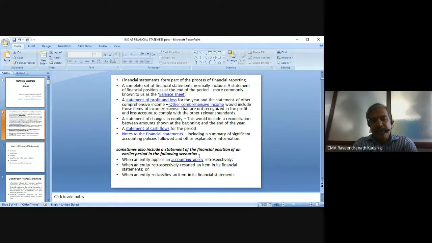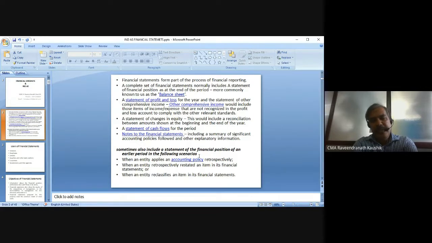And of course, notes to the financial statements, which basically include a summary of significant accounting policies followed and other explanatory information. So notes is one area where the company needs to mention any significant changes which have taken place, in terms of deviations in the accounting policy, if any, or something like that. So notes are a very important thing in the reporting structure of the company.